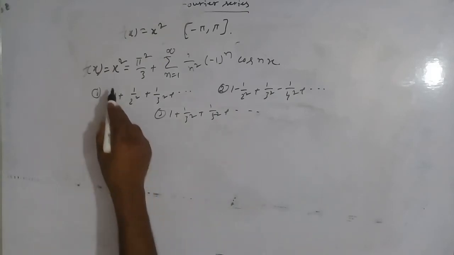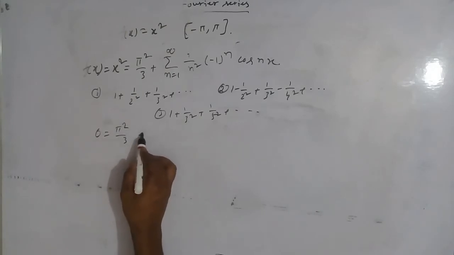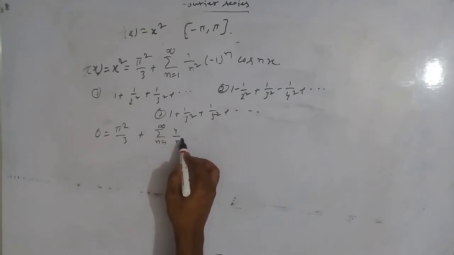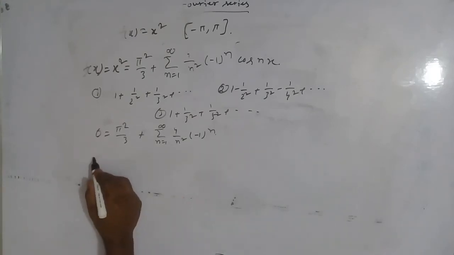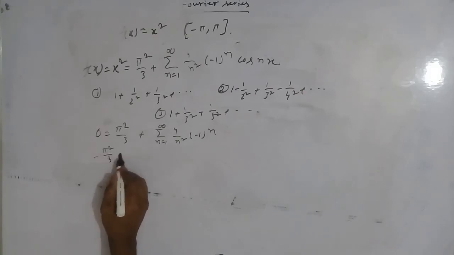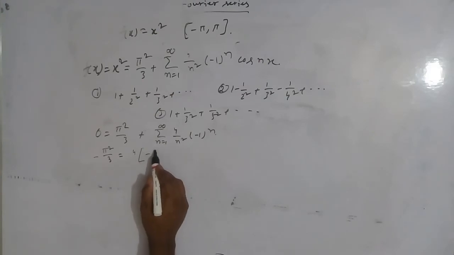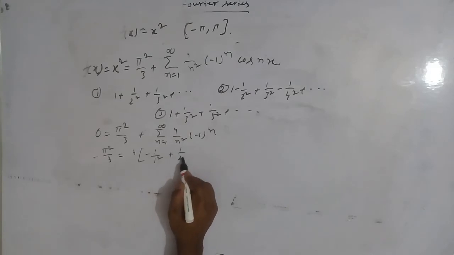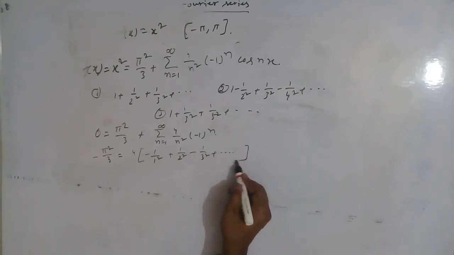if we put x equal to 0 on both sides, then it will be 0 equal to pi square by 3 plus summation n equal to 1 to infinity 4 by n square minus 1 to the power n. Now expanding this series, we get minus pi square by 3 equal to 4 is common, so minus 1 by 1 square. For n equal to 2, this will be plus 1 by 2 square. For n equal to 3, this will be minus 1 by 3 square plus dot dot dot. In this way it will continue.